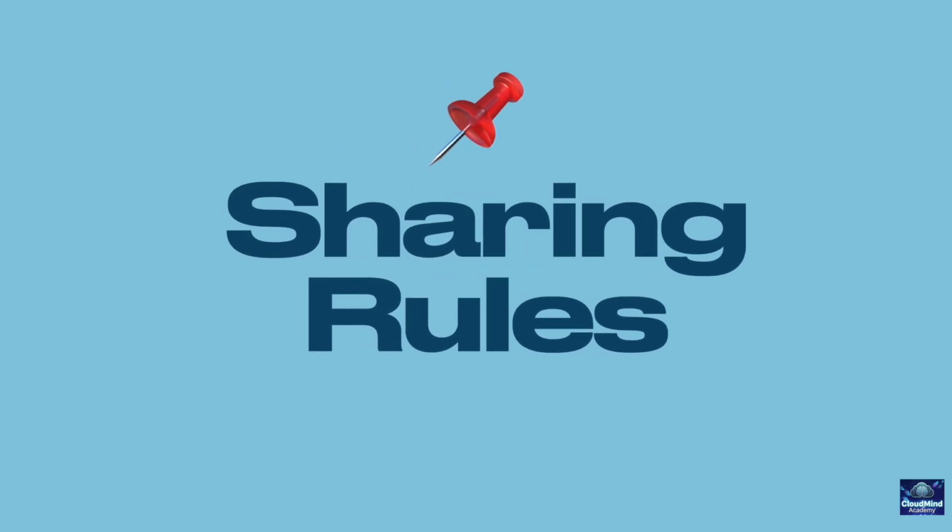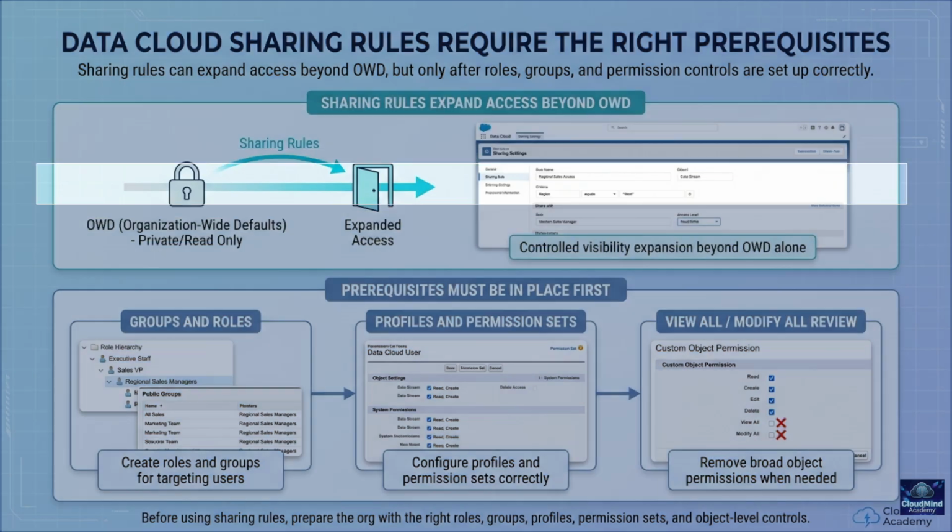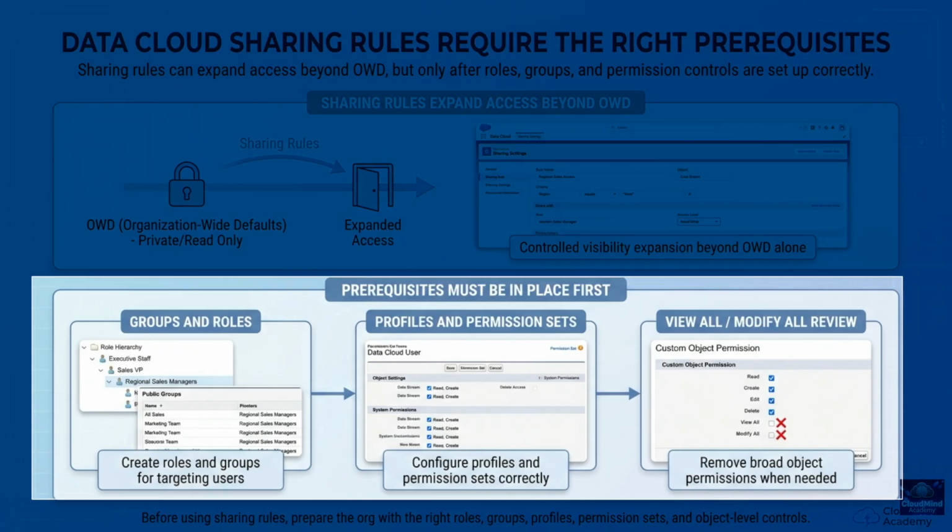Next, let's focus specifically on Data 360 sharing rules. Sharing rules can grant particular users more access than what is allowed by OWD alone. However, before sharing rules can be configured, some prerequisites need to be in place. Groups and roles may need to be created in the org. Profiles and permission sets should also be configured appropriately. And, in many cases, permissions like View All or Modify All should be removed for objects that are meant to rely on sharing rules for access control.